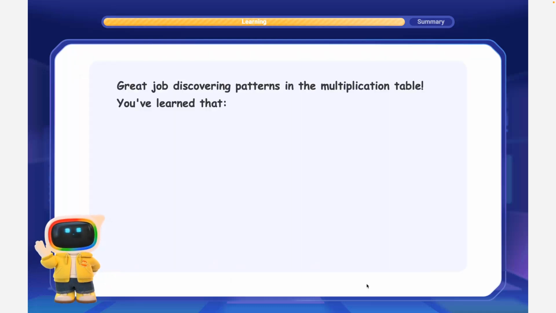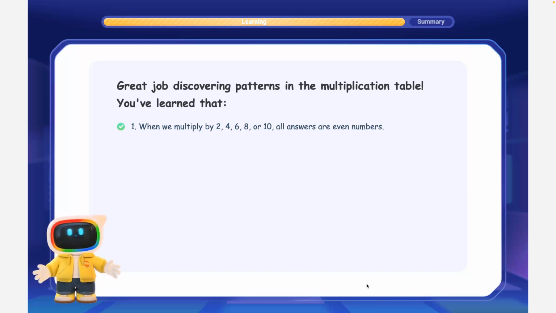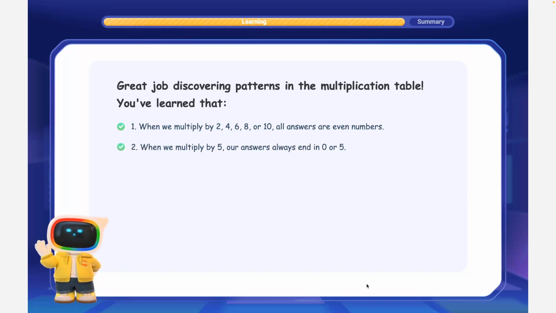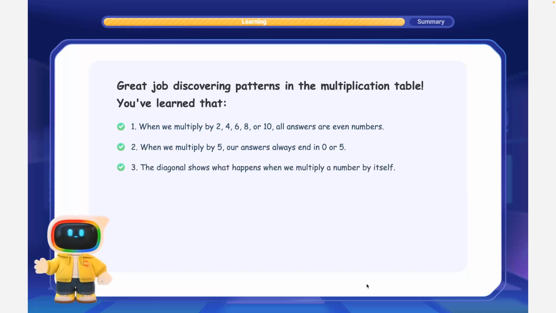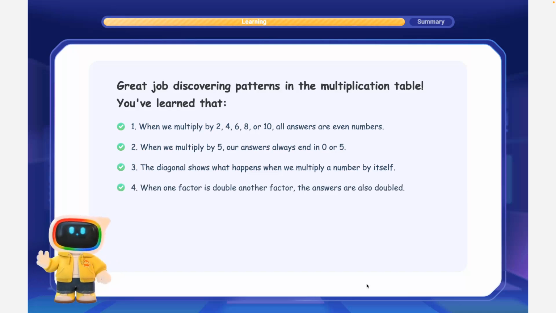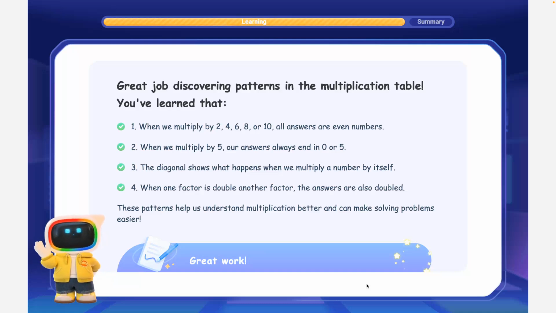Great job discovering patterns in the multiplication table. You've learned that 1. When we multiply by 2, 4, 6, 8, or 10, all answers are even numbers. 2. When we multiply by 5, our answers always end in 0 or 5. 3. The diagonal shows what happens when we multiply a number by itself. 4. When one factor is double another factor, the answers are also doubled. These patterns help us understand multiplication better and can make solving problems easier.